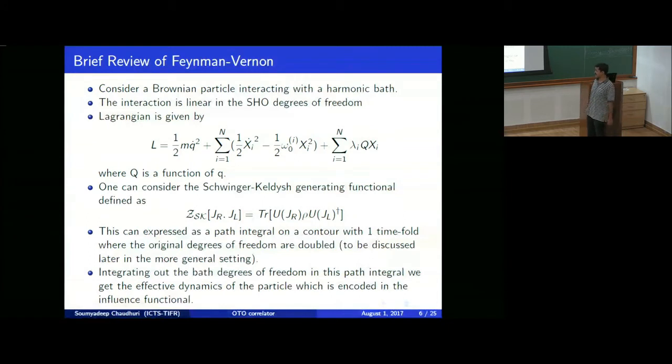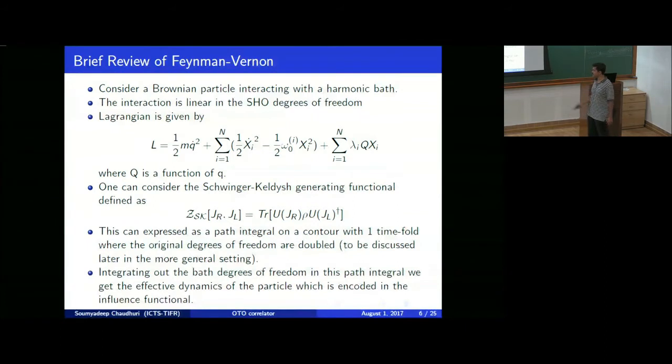Now, one can consider a Schwinger-Keldysh generating functional. The Schwinger-Keldysh formalism is a formalism to deal with possibly mixed states, and also to consider not only time-ordered correlation functions, but also 1-OTO correlation functions. So I'll talk about a generalization of that.